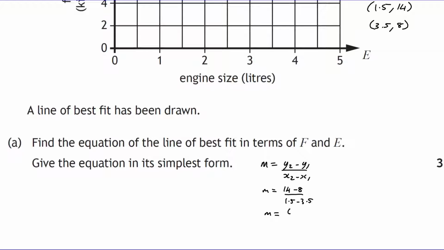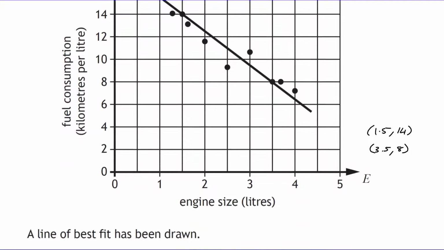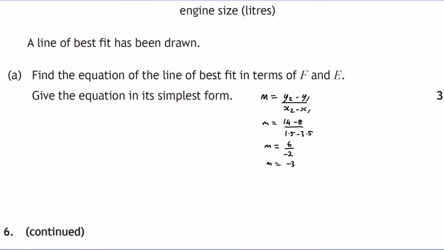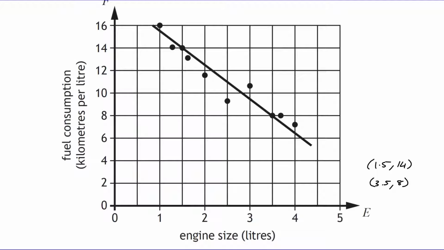So 14 take away 8 is 6. 1.5 take away 3.5 is 2, sorry, negative 2. And that gives us negative 3. Now, as you'd expect, the line was sloping down if we look at the graph, so we should get a negative gradient, and we have got a negative gradient. So we now need to try and figure out what the y-intercept is going to be. We've not got a y-intercept from the graph, so we're going to have to figure that out.